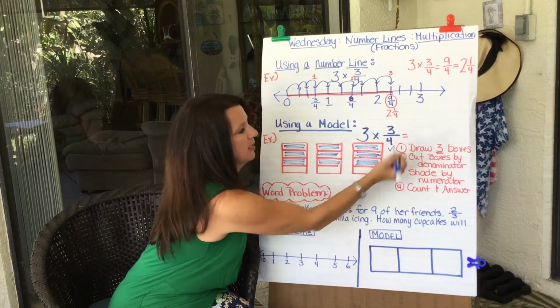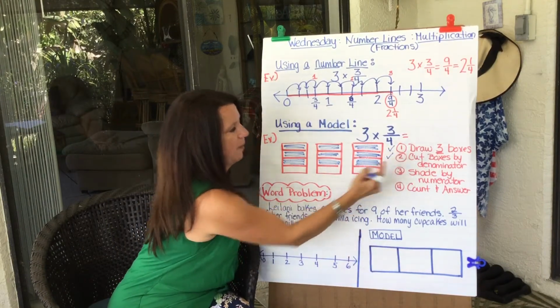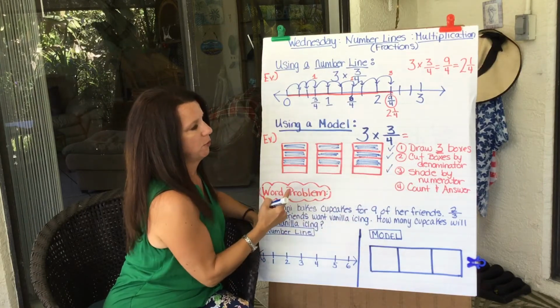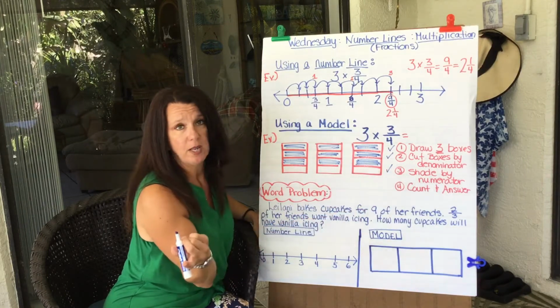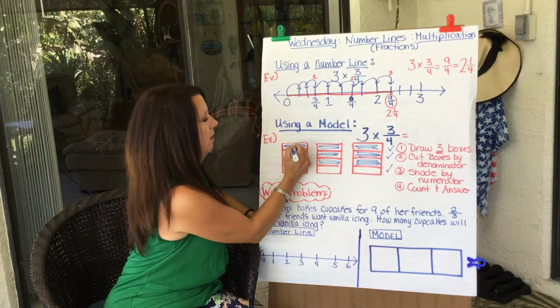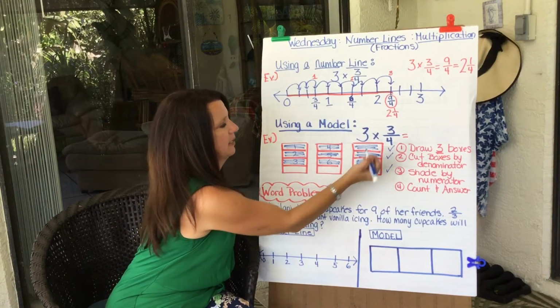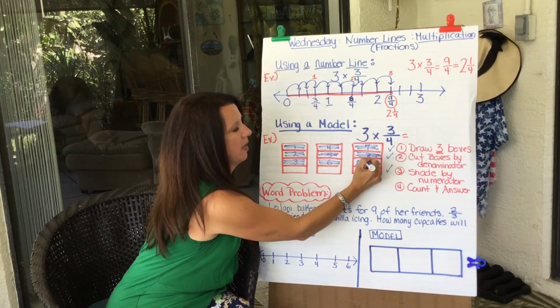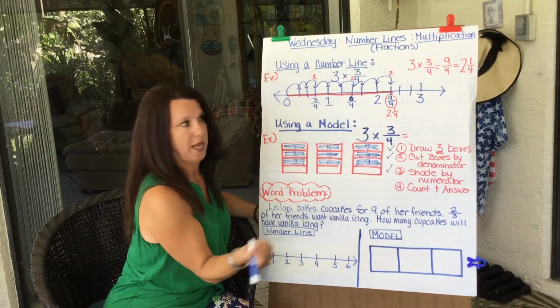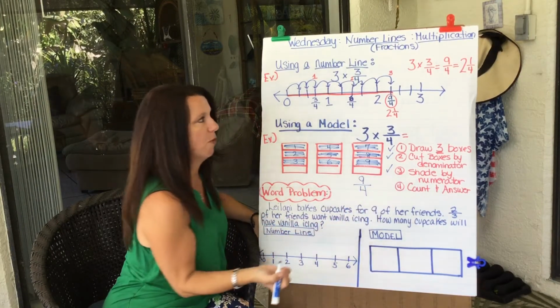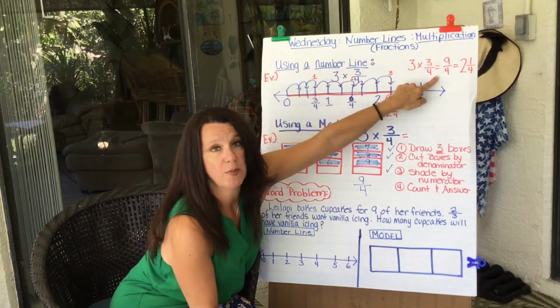So I drew my boxes. I cut the boxes by the denominator into 4s. And then I shaded the numerator for each box, 3 out of 4. Now I'm going to count and give my answers. So I have 1, 2, 3, 4, 5, 6, 7, 8, 9. My answer is 9, and what are they cut into? 4s. 9/4, which is the same answer we have up here, right?